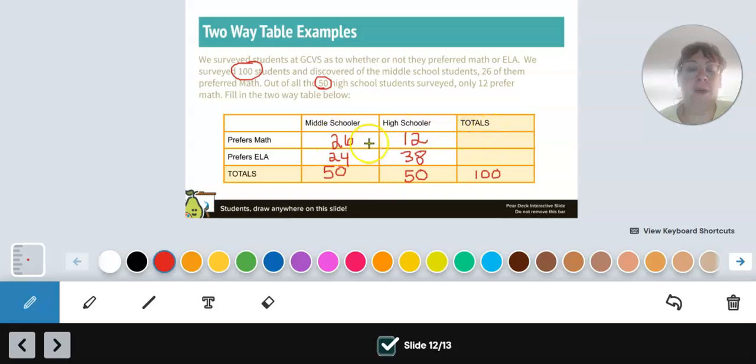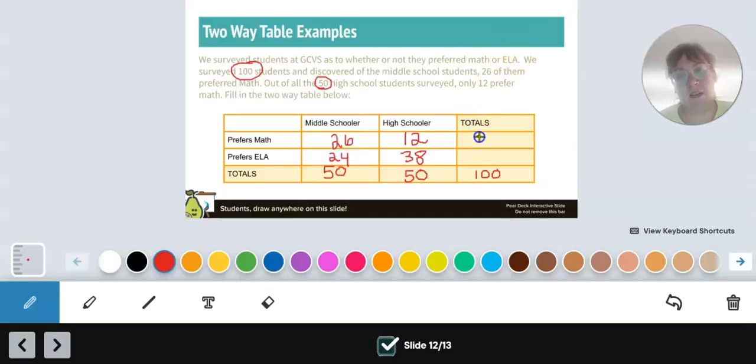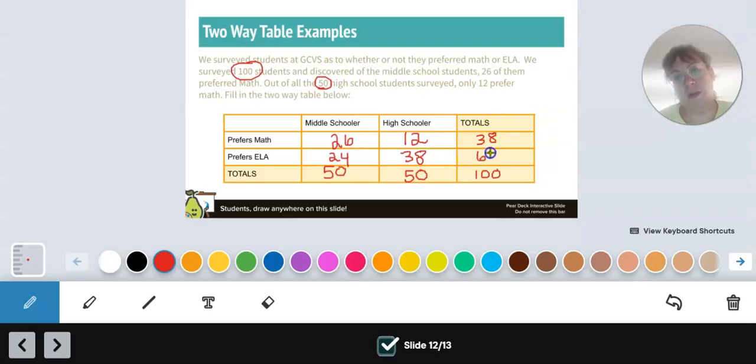The total number of people that prefer math is 26 plus 12, which gets us 38. And 24 plus 38 is 62 people prefer ELA. And again, this will add to 100. Beautiful, so we did it.